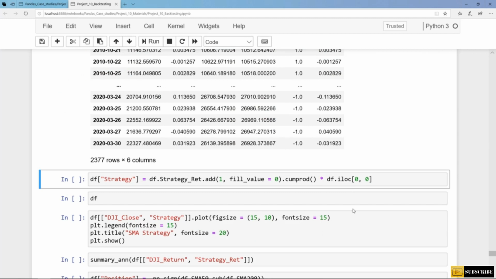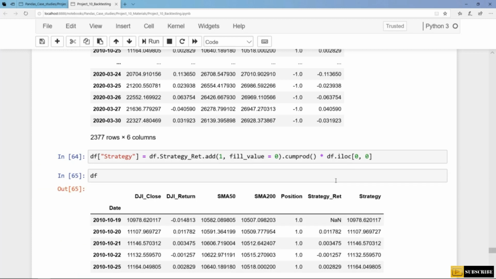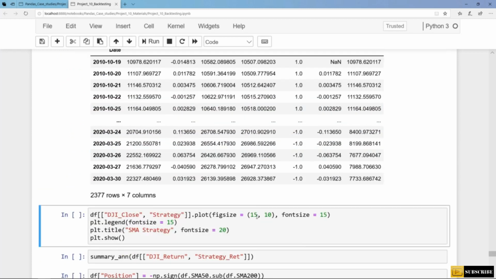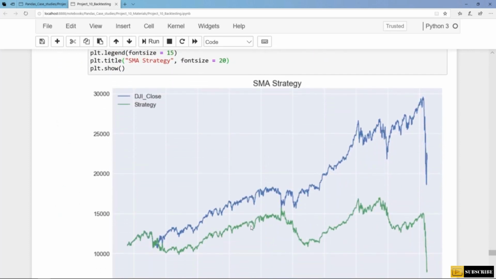So these are the daily returns, and so now let's calculate the prices. And finally, let's compare buy and hold and our SMA crossover momentum strategy. And in blue, we have here buy and hold, and in green, our strategy. And obviously, our strategy clearly underperforms buy and hold.